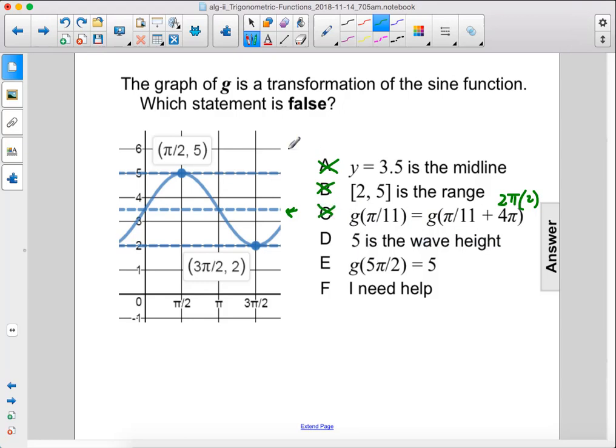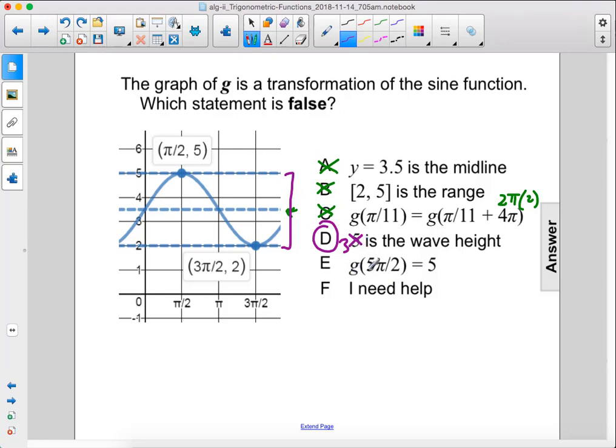5 is the wave height. The wave height is the height from here up to there, so the full wave height. In this case, that is 1, 2, 3, not 5. So D is our answer here.